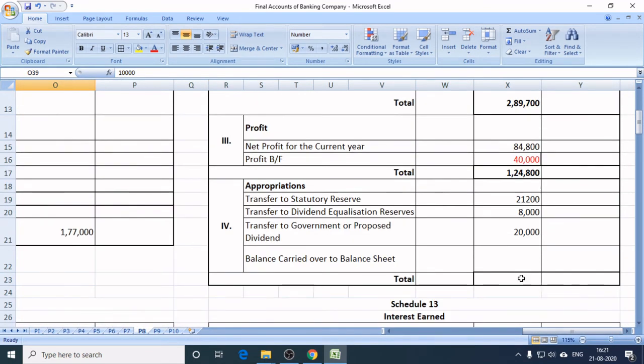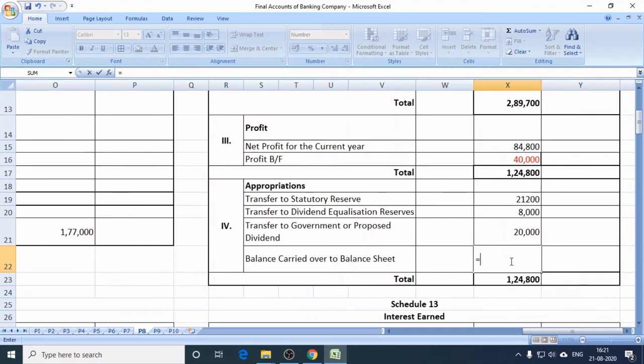Now let's close the profit loss account. The 1,24,800 is the total profit, and out of that profit we have transferred 21,200 to statutory reserve, 8,000 to dividend equalization reserve, and we have decided to pay a dividend of rupees 20,000 as per the problem. So let's calculate the balancing figure of profit loss account, which will be carried over to balance sheet.